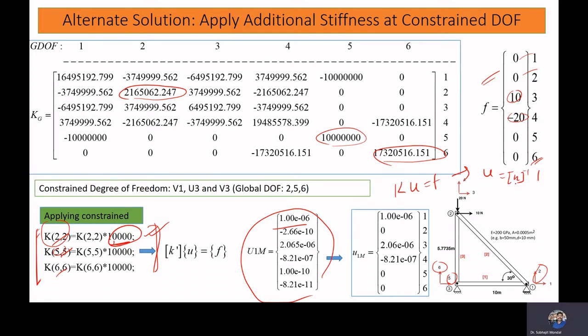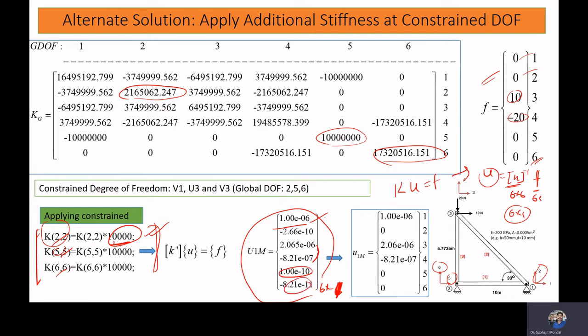Here we already obtained that constraint. Now here our size of the matrix is 6 by 6, and this is our 6 cross 1. So we have a displacement vector of 6 cross 1 size. Okay, so if you solve it, you can get the value in this format: 1 e to the power minus 6, 2 e to the minus 10, and then we have some value, and here minus 10, minus 11.